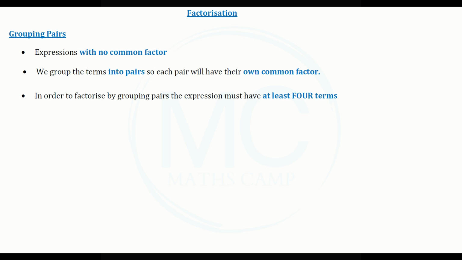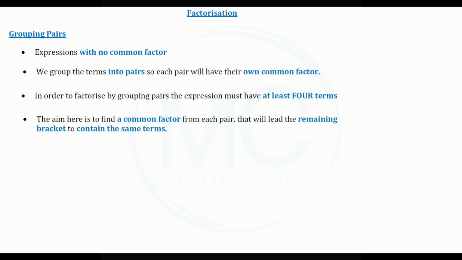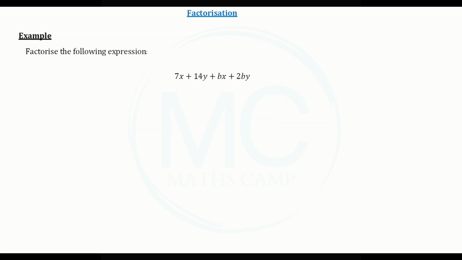The aim here is to find a common factor for each pair that will need the remaining brackets to contain the same terms. Let's look at some examples. Factorize the following expression: 7x plus 14y plus bx plus 2by. Here we can see straight away that there are no common factors in each term. So let's create 2 pairs. Let's create 1 pair and 2 pairs.